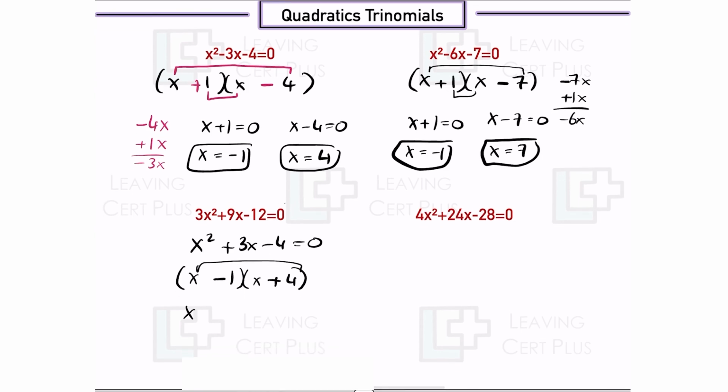So we're going to say x minus 1 is equal to 0, and x is equal to 1. That's my answer, and x plus 4 is equal to 0, x is equal to minus 4, my second answer. So I'd like you to pause the video and try that question.